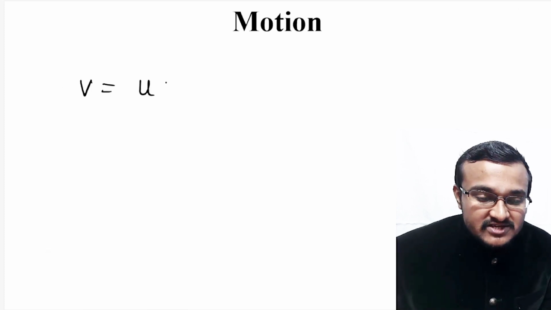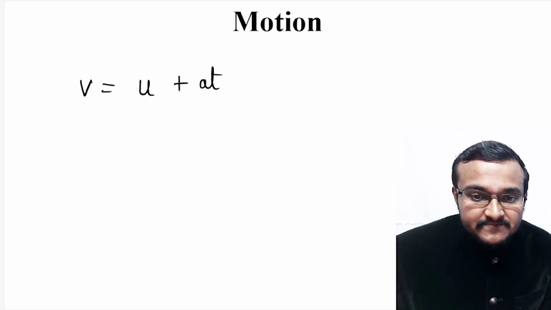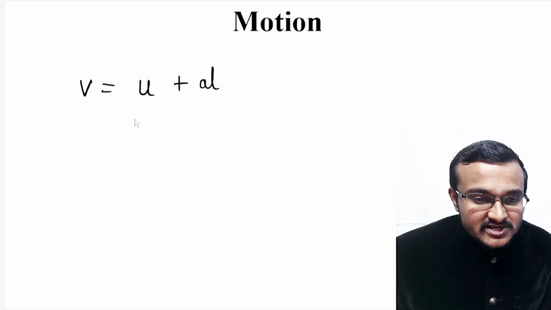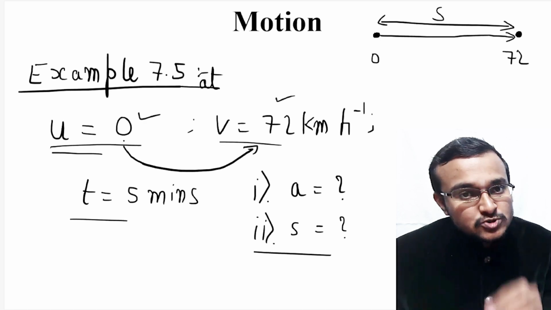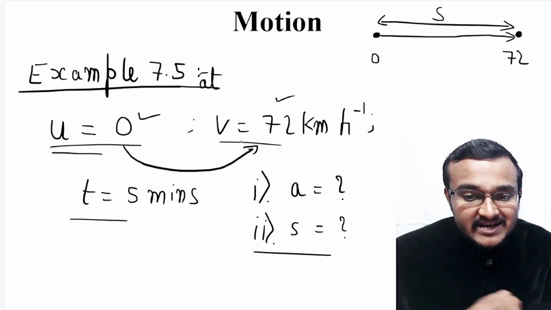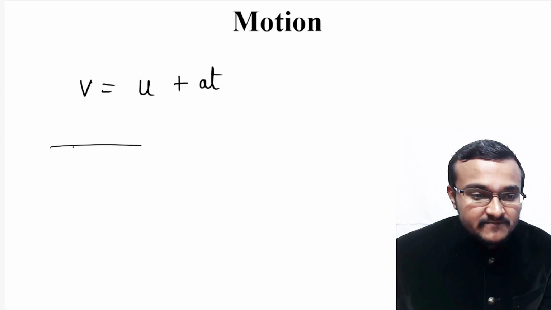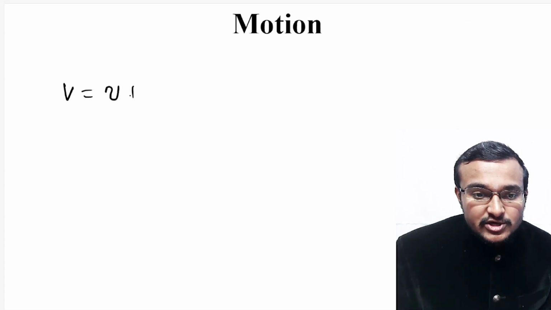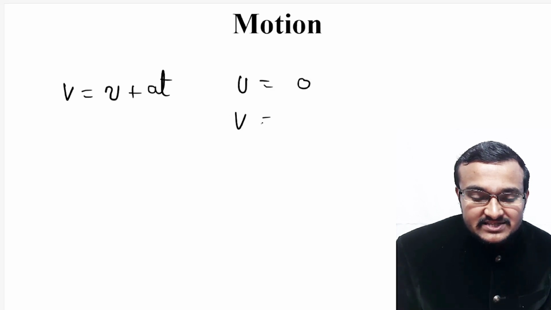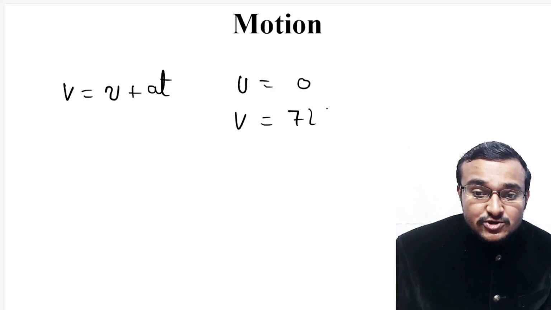So here equation 1 is v = u + at. We know that in this particular question u is 0, because here you can see the train was at rest, so the initial velocity will be 0 and the final velocity is 72 km per hour. So now we can use the first equation, v = u + at. Here u is 0, v is 72 km per hour.